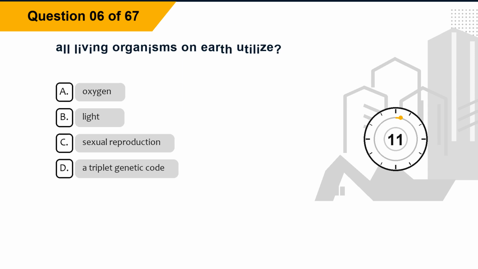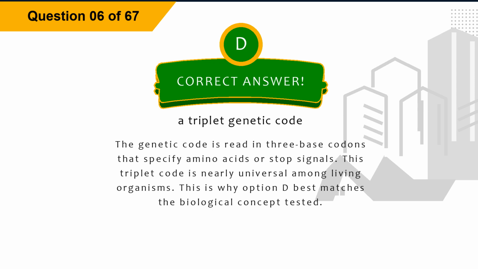Question 6. All living organisms on Earth utilize? Option A, oxygen. Option B, light. Option C, sexual reproduction. Option D, a triplet genetic code. The correct answer is option D, a triplet genetic code. Explanation. The genetic code is read in 3 base codons that specify amino acids or stop signals. This triplet code is nearly universal among living organisms. This is why option D best matches the biological concept tested.